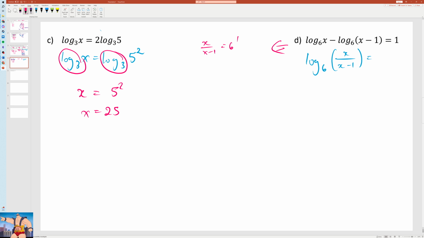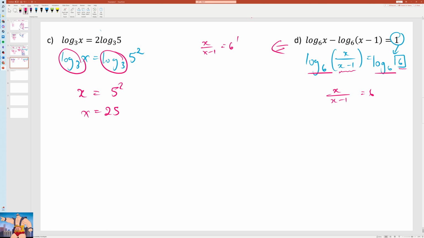I want you to think about, hey, could we convert a 1 into a log? What value would occupy here so that it would revert and come back to a 1? Hopefully you found the answer to be 6. And now we can apply the idea we're going for here. Log 6, therefore, this argument is equal to this argument. X over x minus 1 is equal to 6.